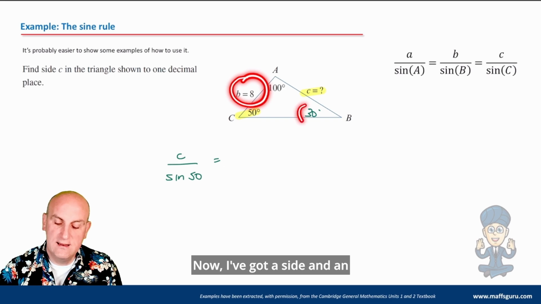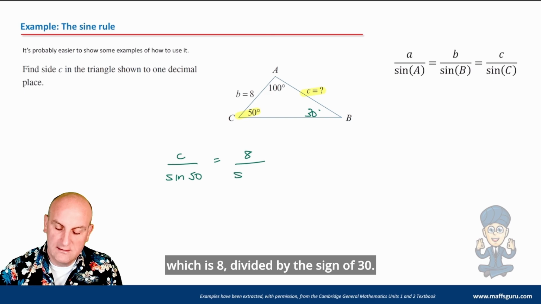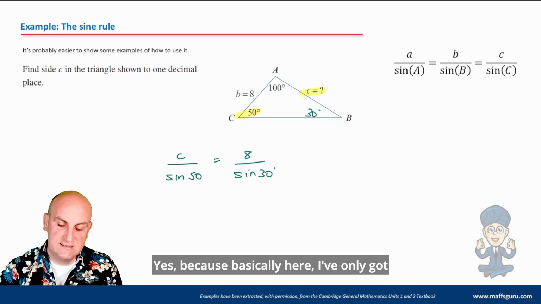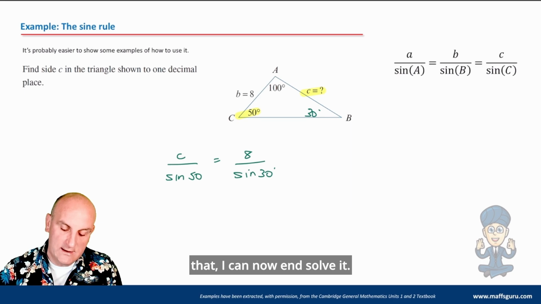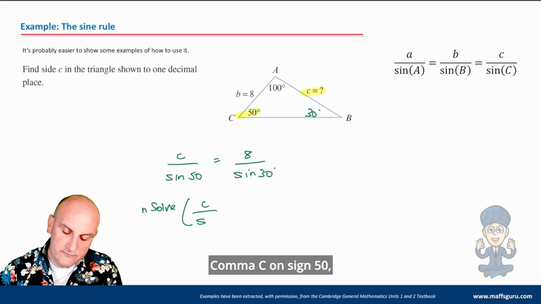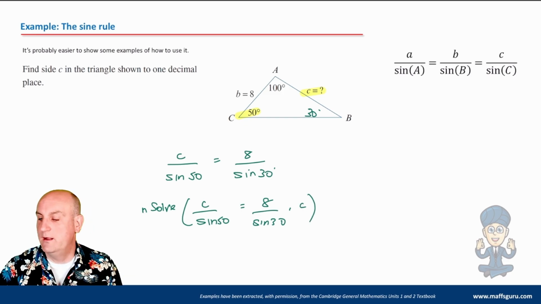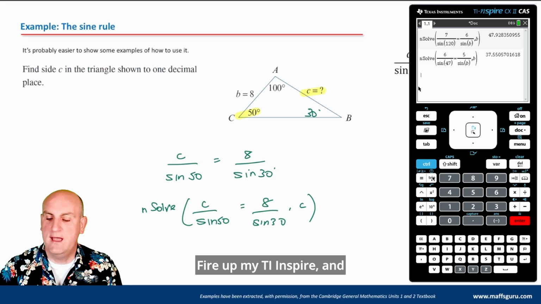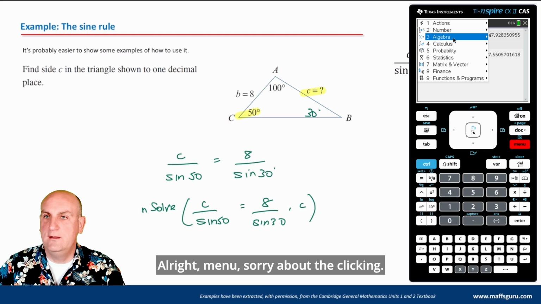Now, I've got a side and an angle that are joined together. So again, I'm going to do my side length, which is 8, divided by the sine of 30. Have I got what I need? Yes, because I've only got one thing I don't know. So I can now nSolve, comma, c on sine 50 equals 8 on the sine of 30, comma, c in this case, because that's the thing I don't know. Fire up my TI-Nspire, and let's see what we come up with. All right, menu, sorry about the clicking, menu, algebra.